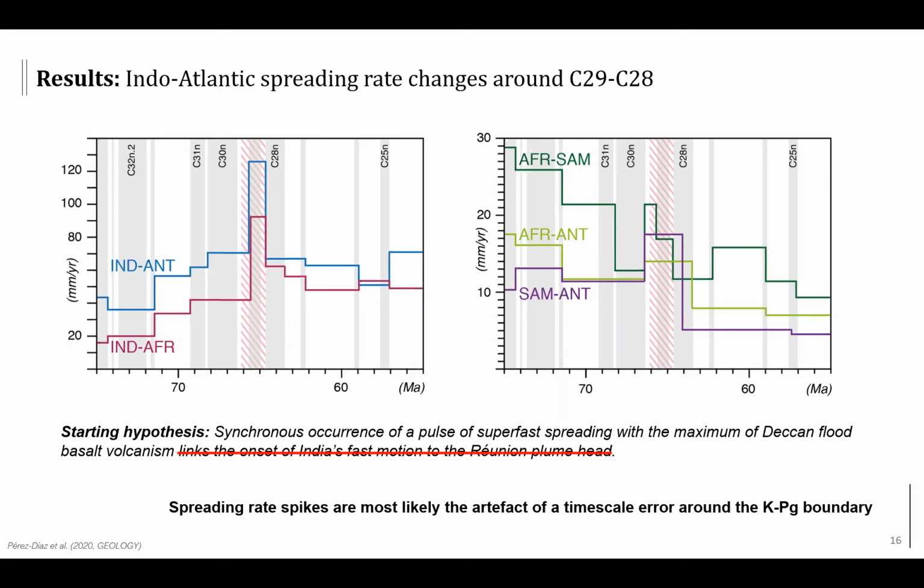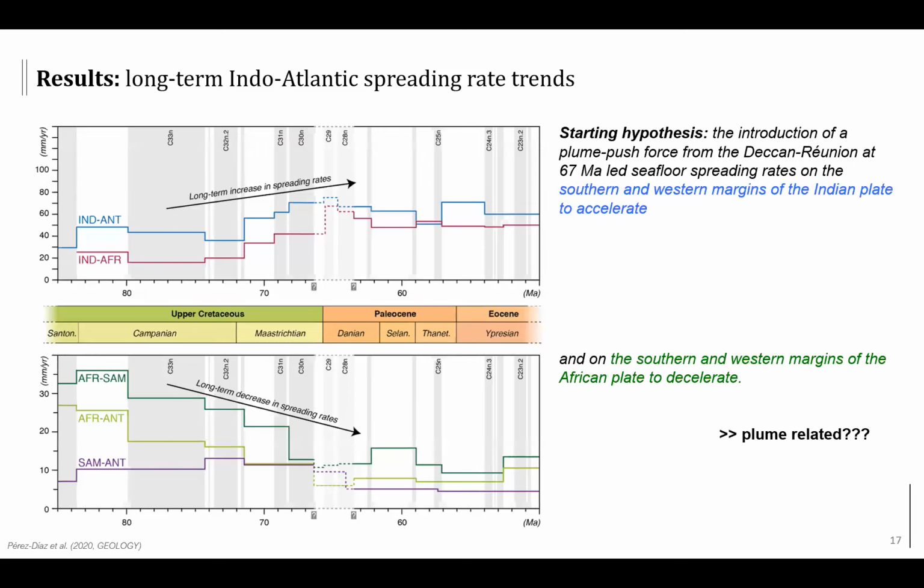So the magnetic chrones that we use for plate modeling here, and the ages that we assign to those magnetic chrones, are a little bit wrong. So they're giving us this spike. It's just an artifact, it's not real. If we get rid of it and look at the long-term trends in spreading rates across these spreading centers, they're quite predictable. There's nothing funny about them. There's nothing that requires a plume to explain them.